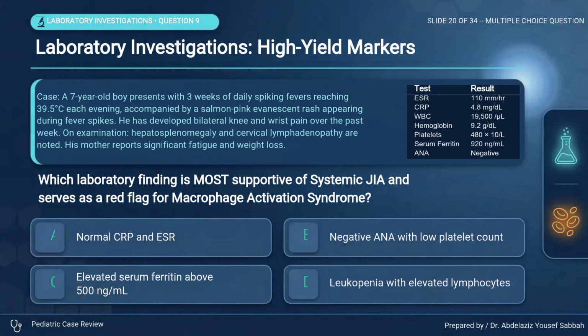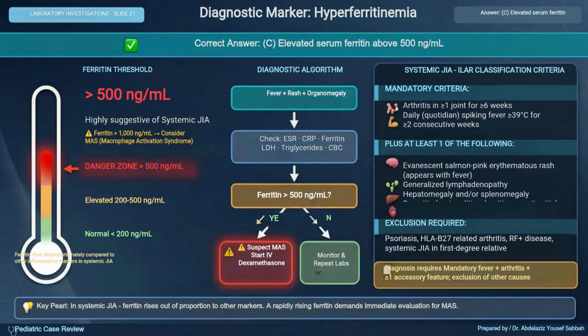Option B. Negative antinuclear antibody with low platelet count. Option C, elevated serum ferritin above 500 nanograms per milliliter. Option D, leukopenia with elevated lymphocytes. The correct answer is option C, elevated serum ferritin above 500 nanograms per milliliter.